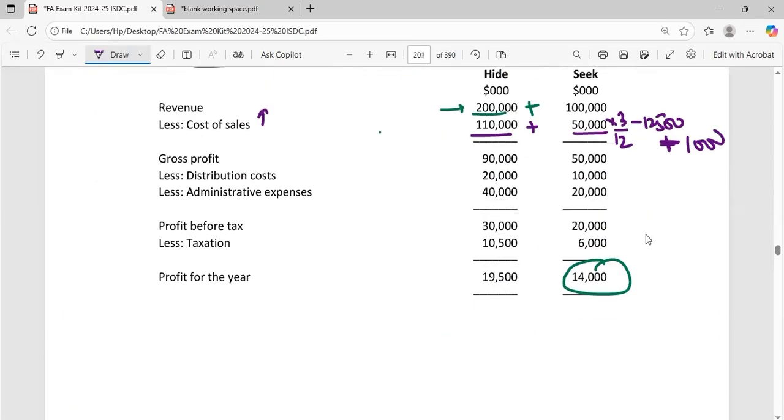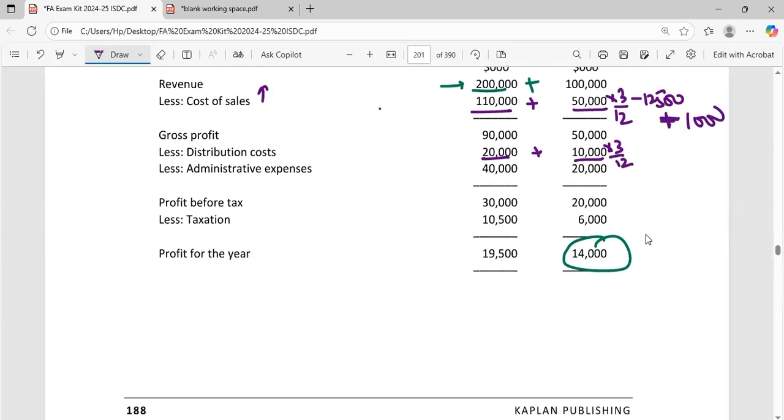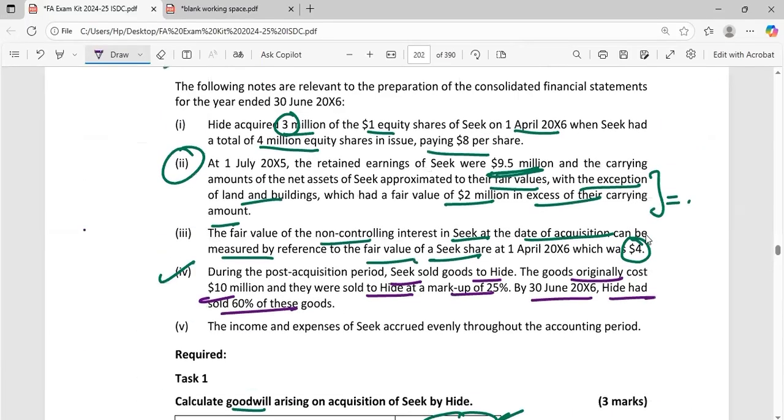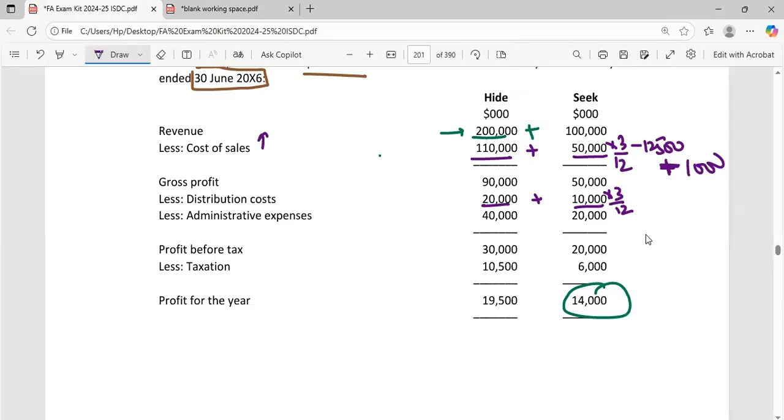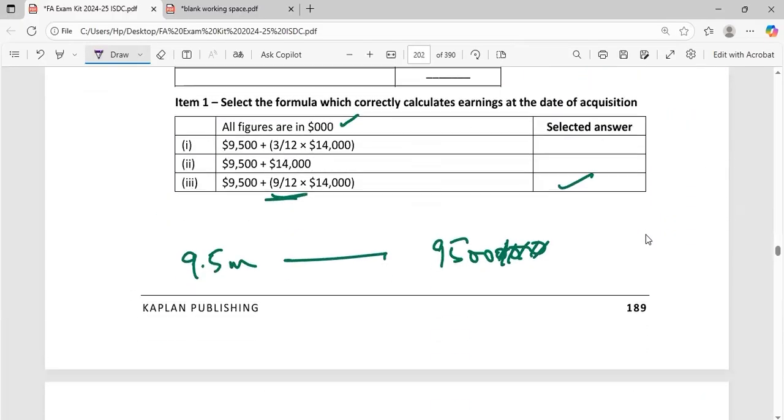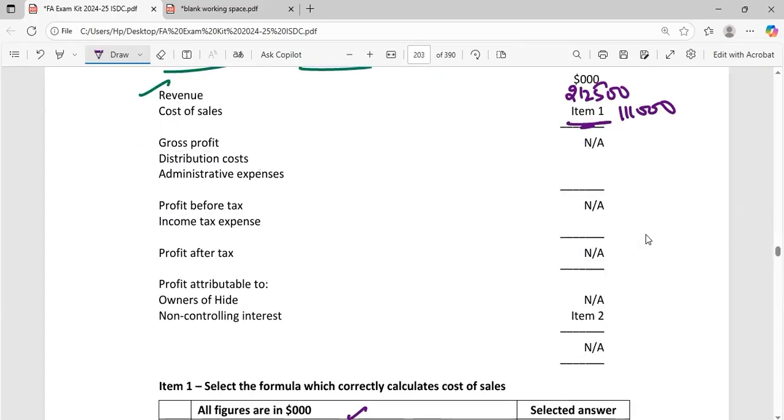Let's calculate the next amount, which is our distribution cost. So simply take 20,000 and take 3 by 12 of 10,000. Okay, because see, there is no adjustment for distribution cost. Only these were the adjustments given. So now we just have to add them and take 3 by 12 of my distribution cost. So when I do this, my answer would be 22,500. So over here, for my distribution cost, it would be 22,500. Similarly, we will calculate for administration expenses and we will calculate for income tax expense also.